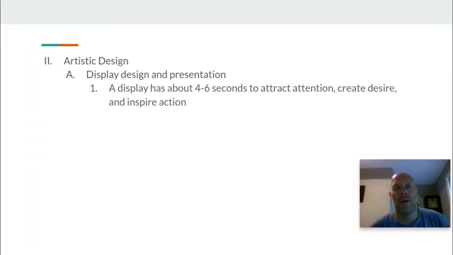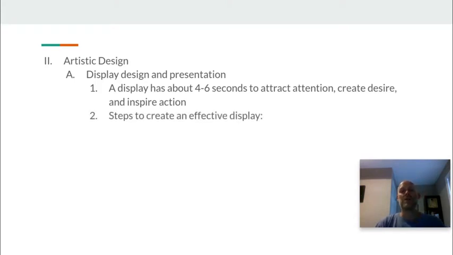So, first of all, a bit of a startling fact. When you're creating a display for a product, it has about 4 to 6 seconds to attract attention, create desire, and inspire action. Remember that AIDA acronym? Well, that comes into play right now. So you only have 4 to 6 seconds. So it has to be eye-catching. It has to project your image, project your brand, and it has to do so instantly, to get people's attention and generate some interest, generate some desire to purchase the product.